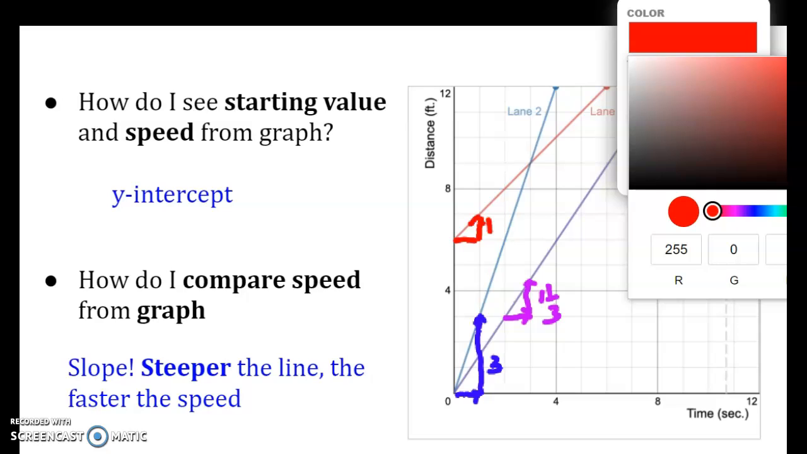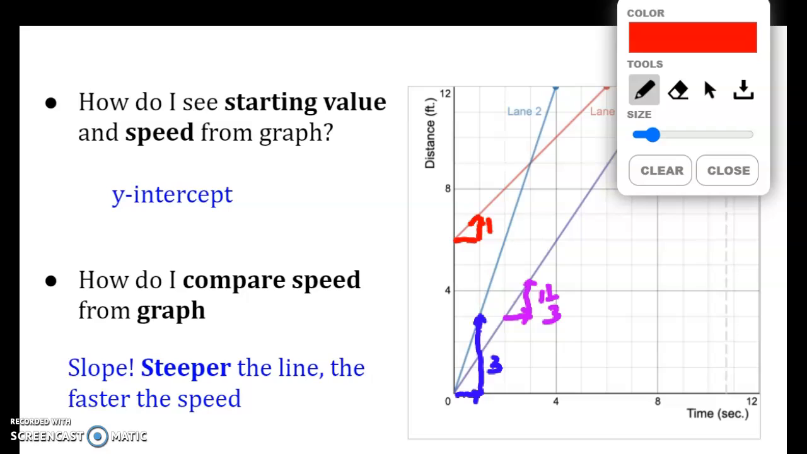So the speed for the red turtle is 1 foot per second. Speed for the blue turtle was 3 feet per second, and speed for the purple turtle was approximately 1 1/3 feet per second. And since 3 is the biggest, and from the graph that is the steepest, it was going the fastest.